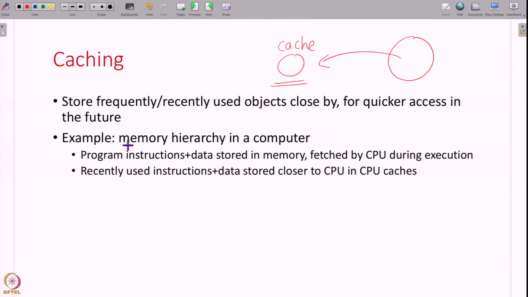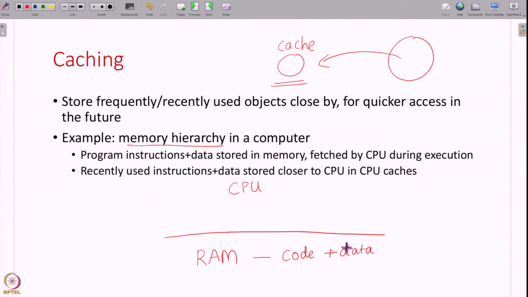A common example for that is the memory hierarchy in a computer. In a computer you have your RAM, or your main memory, where all the code instructions in a program plus all the data in a program are stored. Your CPU gets these instructions and this piece of data and executes them. You have written a program with some code, and the CPU runs the code. But every time the CPU has to go to the RAM, fetch an instruction, fetch a piece of data, this distance between the CPU and the RAM takes a lot of time.